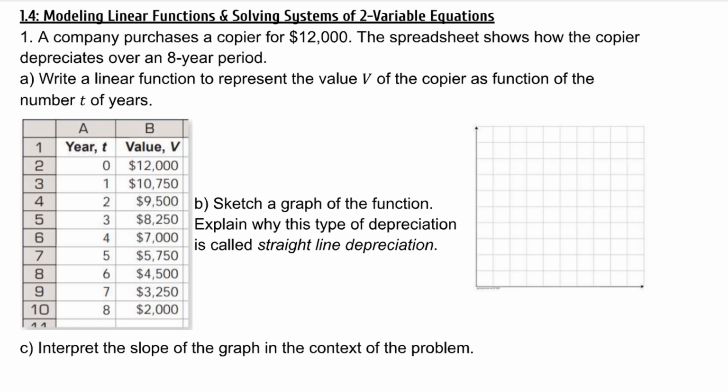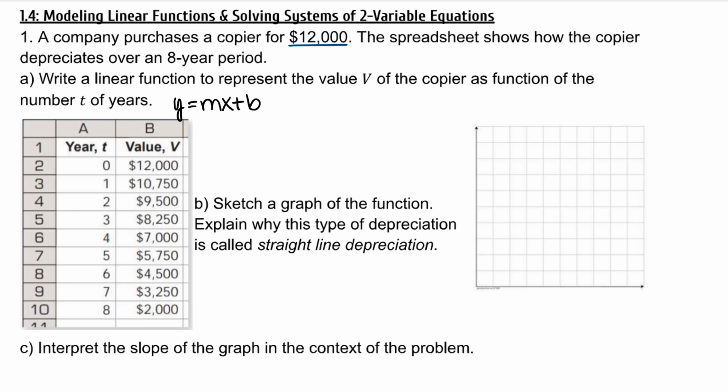Part A. Write a linear function to represent the value v of the copier as a function of the number t years. The cost up front, $12,000, is going to be your y-intercept. For our linear function, we're going to use y equals mx plus b form. Let's write our function in the form y equals mx plus b.